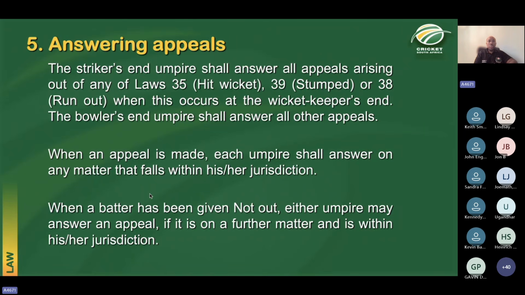So we will learn on Wednesday that caught takes priority over all dismissals other than bowled. So the bowler's end umpire will answer the caught appeal first. If the answer is not out for caught behind, then the striker's end umpire will answer the appeal for stumping.